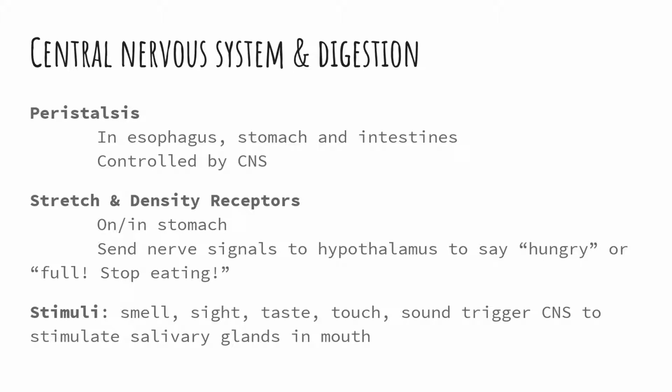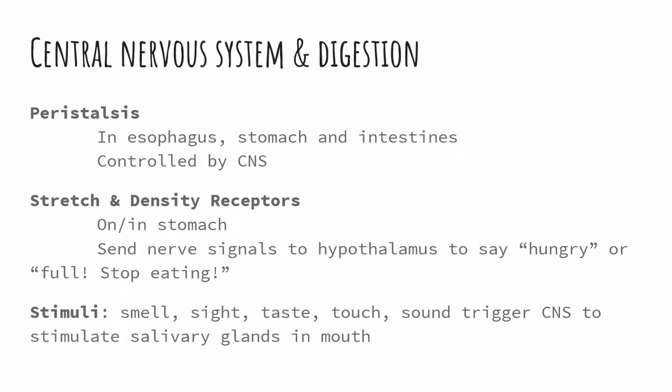So then just a little connection between the central nervous system and our digestive tract. We talked in the previous presentation about peristalsis, this sequential contraction of the ringed muscles that we see not only in the esophagus but also in the stomach and the intestines. This action is actually controlled by our central nervous system. So any disconnect between the central nervous system and the digestive system would result in some sort of issue with peristalsis and the ability of our bodies to move food through the digestive tract.